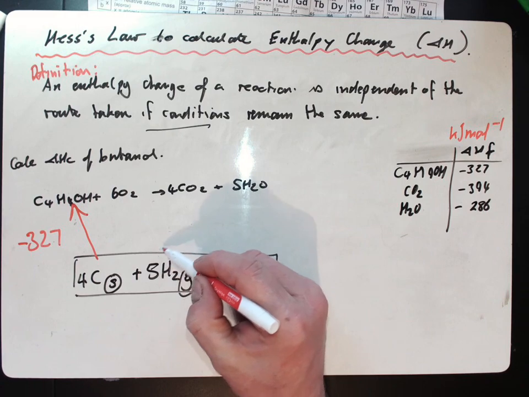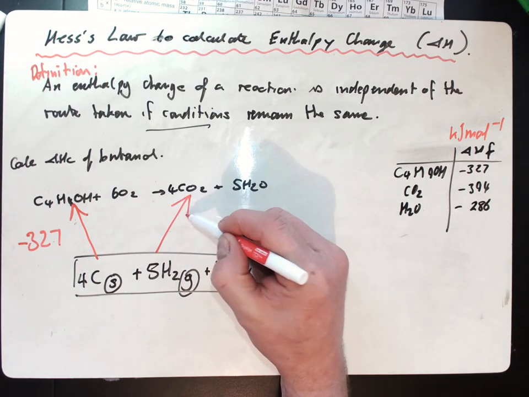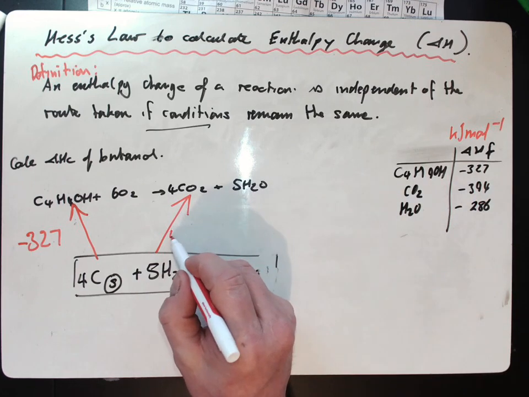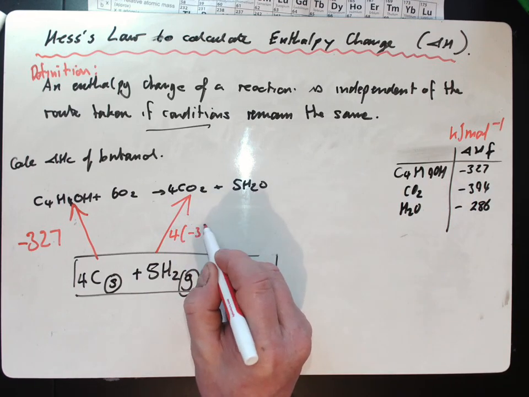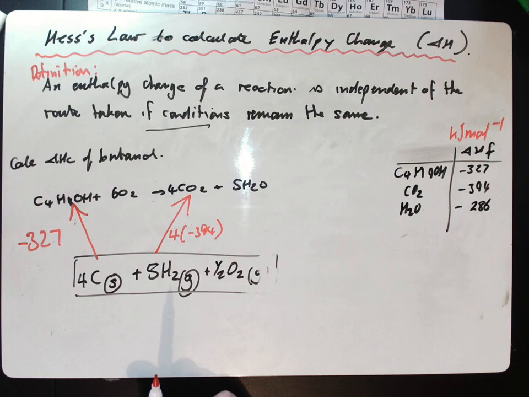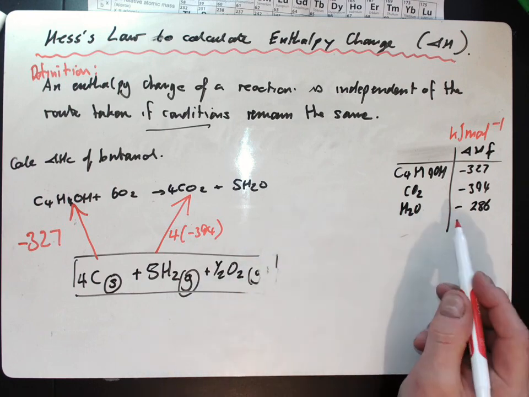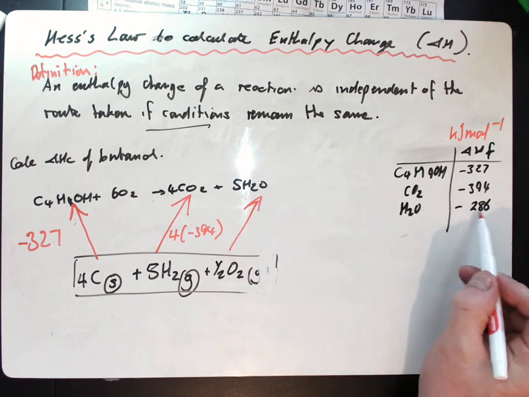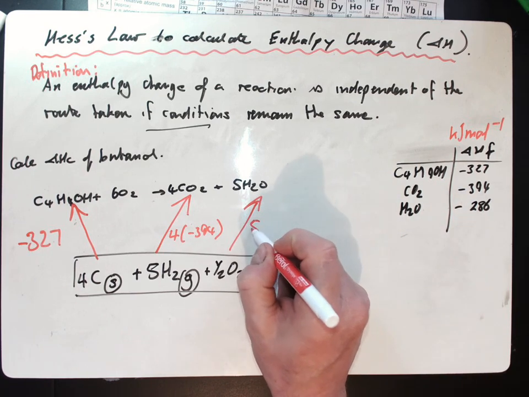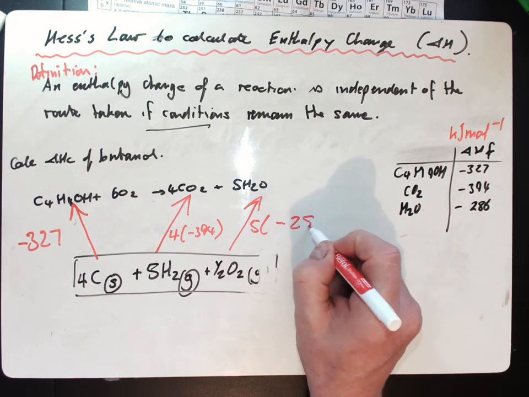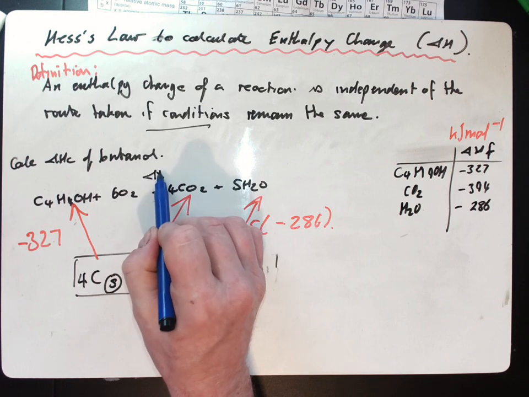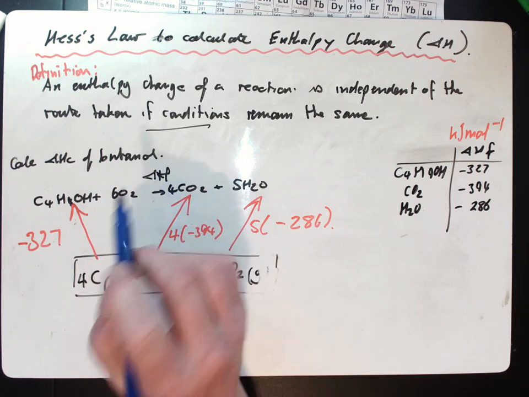Over here the arrow's got to go towards making, formation of carbon dioxide, that's minus 394, and we're making 4 of them. And we're making, again, enthalpy of formation, water, we're making 5 of them, so it's 5 times minus 286. Now, so that's the energy change that we're trying to work out here.